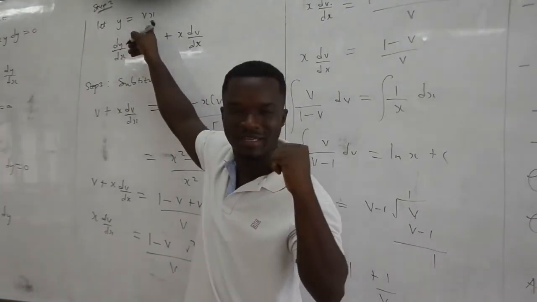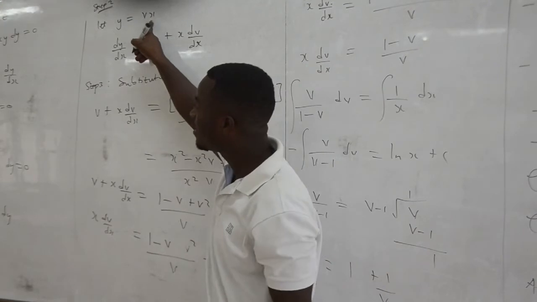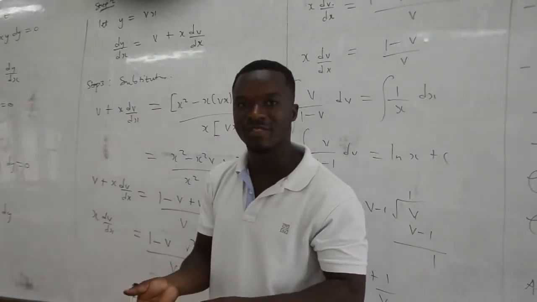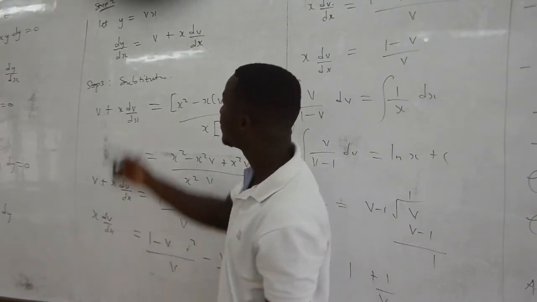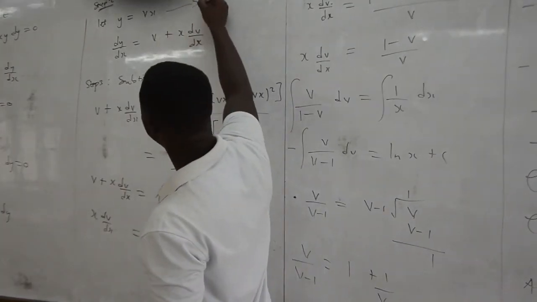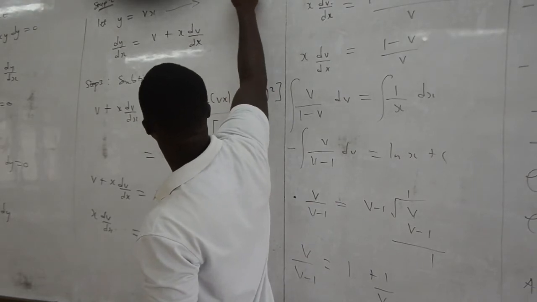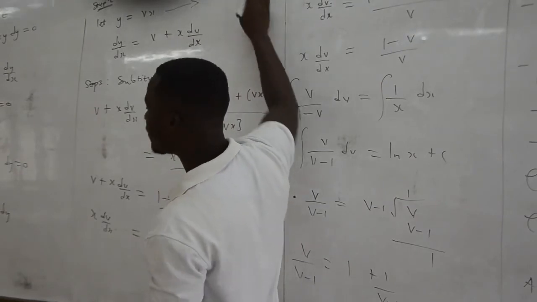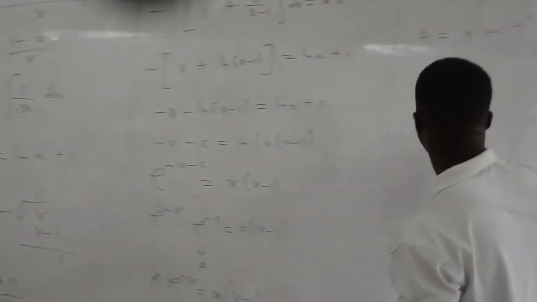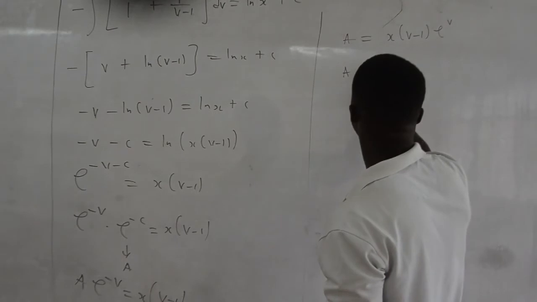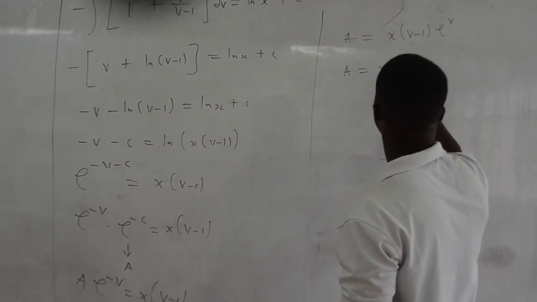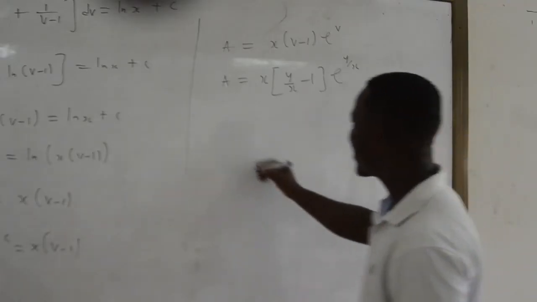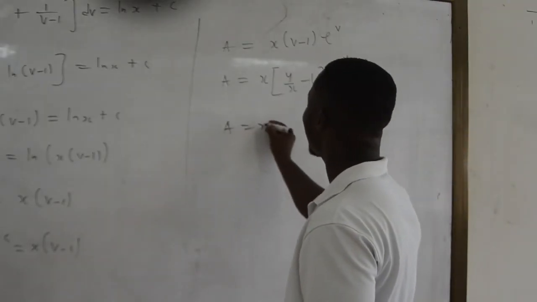But you see that now we have something in terms of what? V. But the question was being asked in terms of what? X and y. Then I have to move everything from v to what? X and y. So from here, I can see that v is the same as y over x. So I'll go back there. Whenever I see v, I'll place my y over x. Then I'll have A is equal to x, y over x minus 1, e exponent y over x.